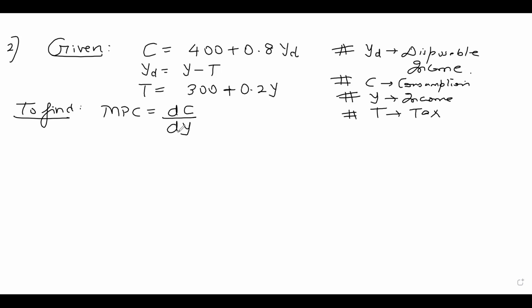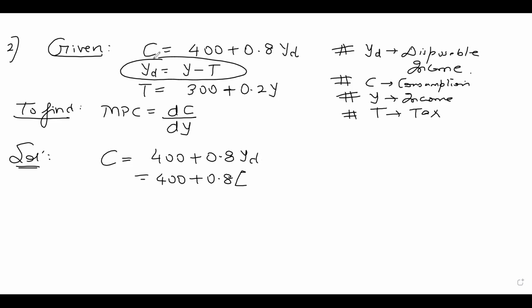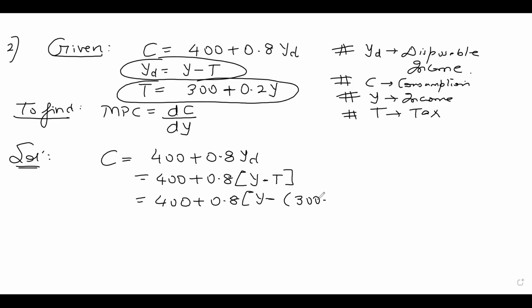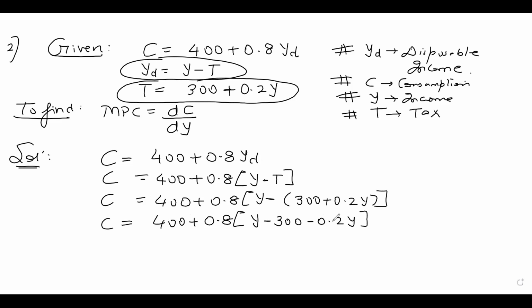So first of all, let me look at the consumption function, which is 400 plus 0.8 YD. Now guys, let me put in the value of YD. What is YD? YD is equal to Y minus T. And now I'm putting the value of T. What is T? T is nothing but 300 plus 0.2 Y. So my consumption is equal to this. If I further solve, 400 plus 0.8 times Y minus 300 minus 0.2 Y.